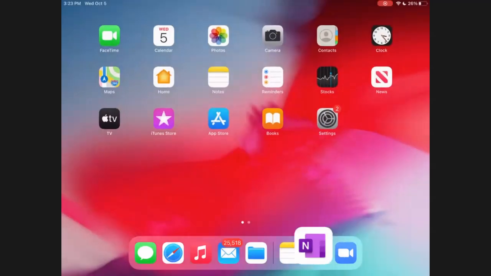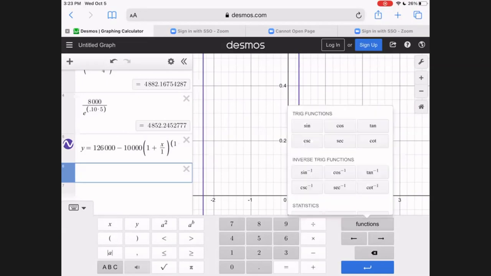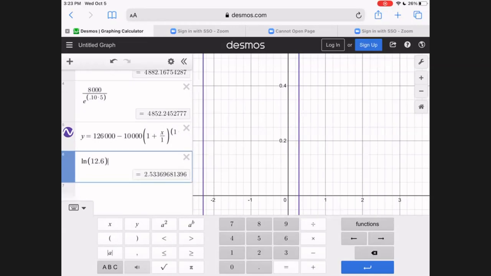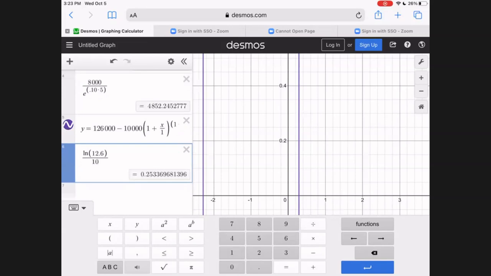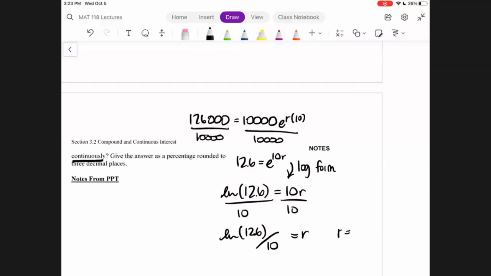So some of you had some questions about how to type this in Desmos. So remember, for this, I go over to functions here, and I scroll down, and there's a natural log button under calculus. I'm going to hit that. I'm going to type in 12.6. I'm going to close parentheses, and then I'm going to divide by 10. And I get 0.2533696. And then I can move it over 2 decimals to make my percent and round to 3 decimal places of that percent.